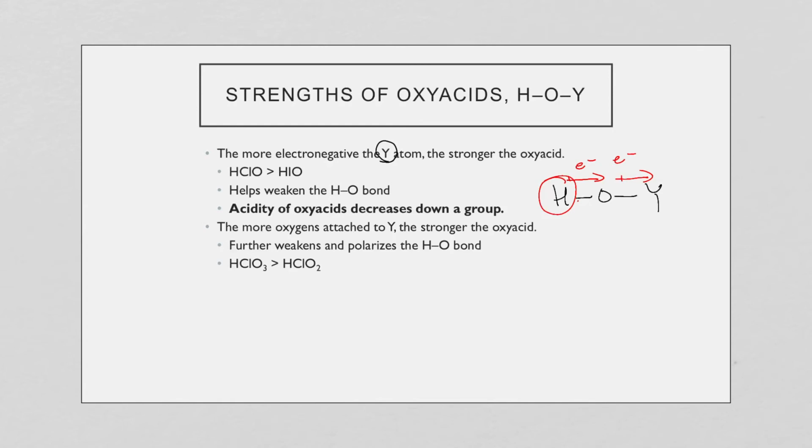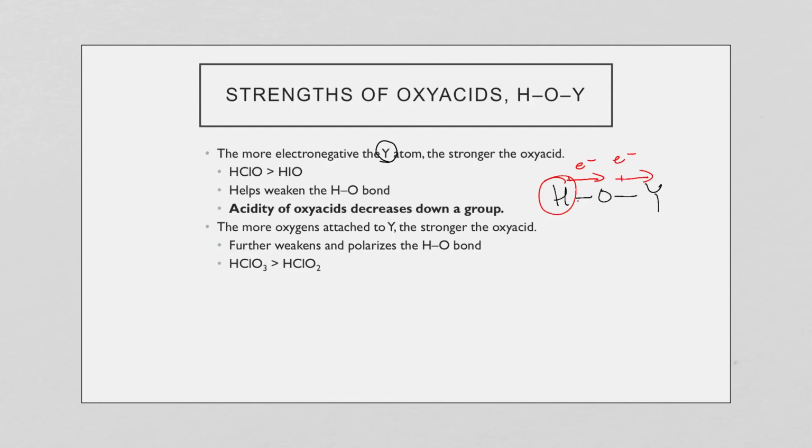It's going to make this bond weaker. This hydrogen is going to seek out electrons somewhere else, and it's going to make this hydrogen easier to lose. It's going to make this a stronger acid. So the more electronegative this is, the stronger this acid can be. So if we put a chlorine there instead of an iodine, the acid becomes stronger.